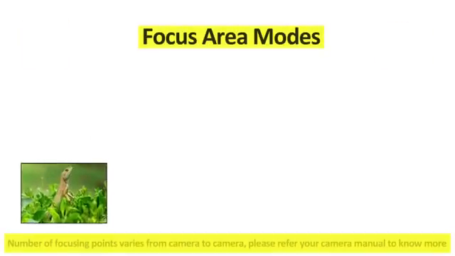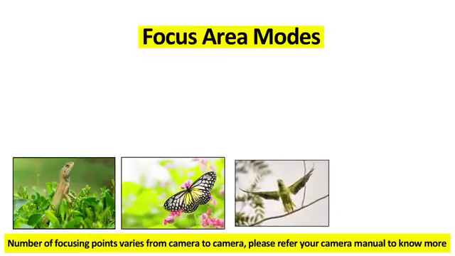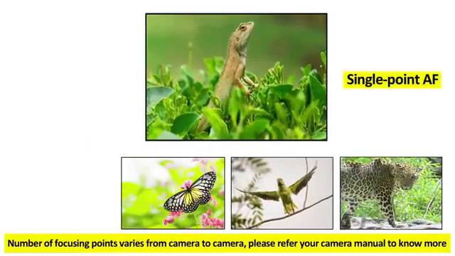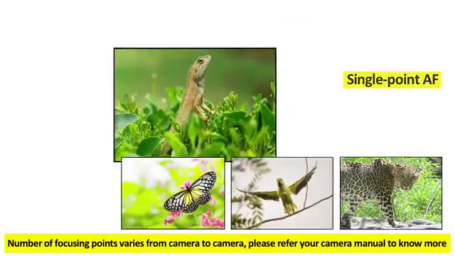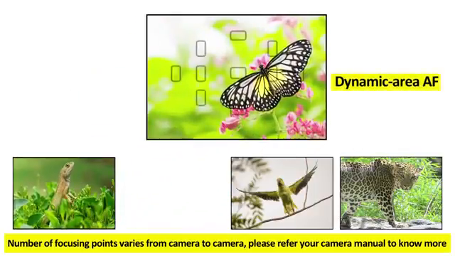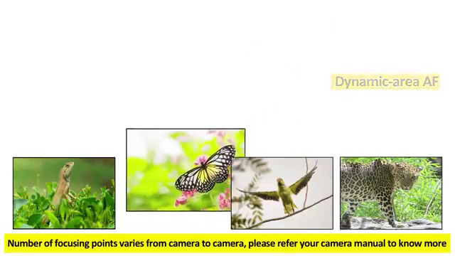Now, let us learn a little more about the AF area modes. First of all, the single point AF area mode, in which the photographer has the liberty to choose the focus area. The dynamic area AF is used for subjects in motion. The photographer here has the liberty to choose from 9, 21 and 39 focus areas.